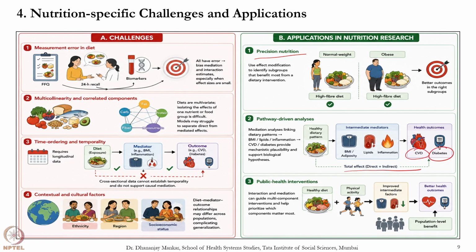Public health interventions. What are public health interventions to be taken as an application from this? Interaction and mediation can guide multiple-component interventions and help prioritize where components matter most. So public health interventions may come as advice for a healthy diet, more physical activity, and improving intermediate factors, where you can see BMI, lipids, and inflammatory diet conditions which are increasing. So you may have an outcome seen as better health.